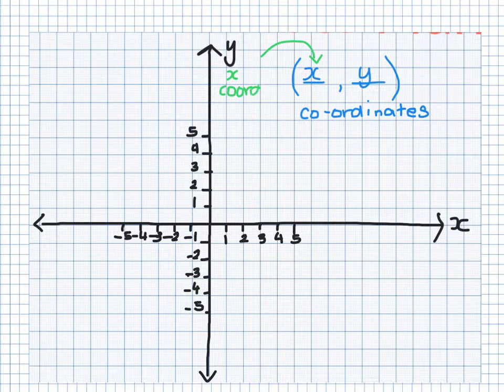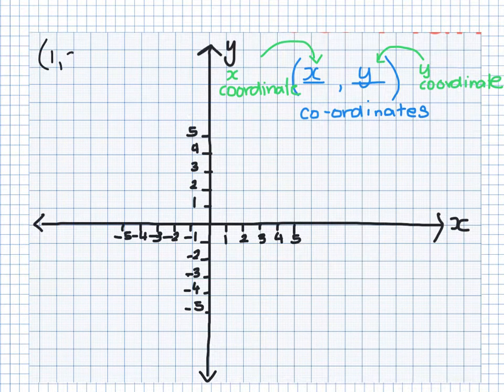Our X coordinate and our Y coordinate. So X comes first, always. And because our x-axis is our horizontal axis, it means that the first number that we look at is the number that's along the horizontal axis.